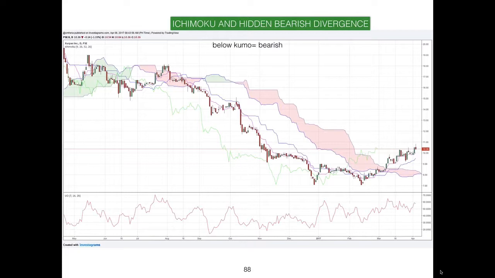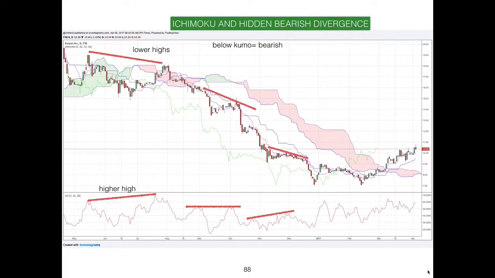So here's an example. The major trend is downward. Everything is below the Kumo. Price is making lower highs, but the oscillator is making higher highs. So it's either a higher high or the same highs for every set of divergences. So these are bearish hidden divergences that tell you that the downtrend will continue.